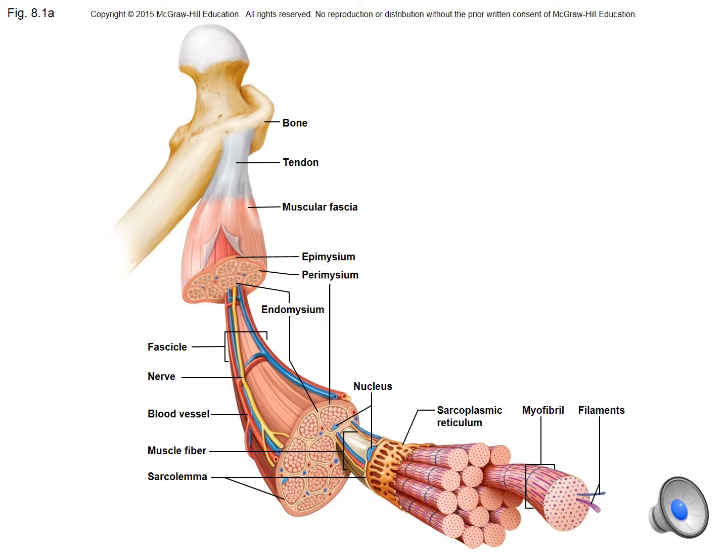Now the fascicle is covered by a layer of connective tissue called the perimysium. So that's the next layer down from epimysium. And then once we get down to the muscle fiber, each muscle fiber is covered in a layer of connective tissue called the endomysium. So that's our epimysium, perimysium, and endomysium.